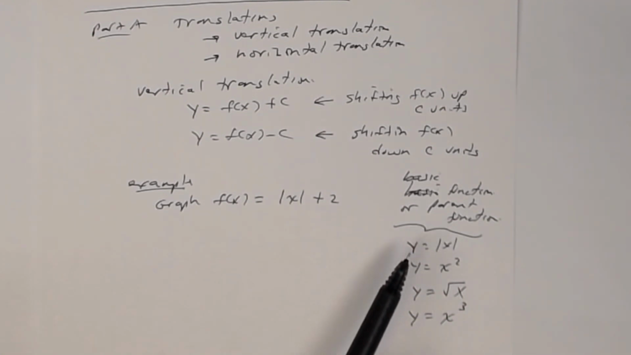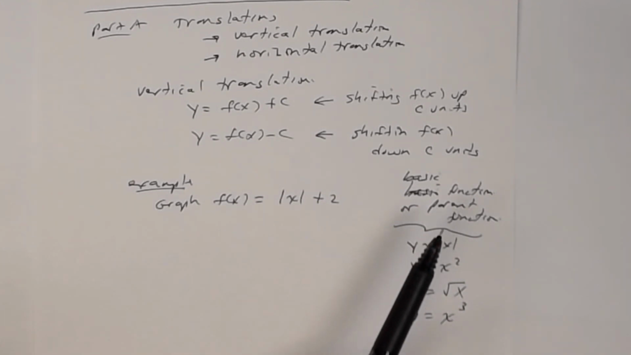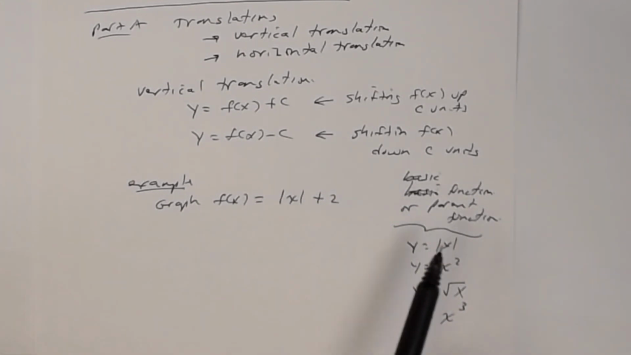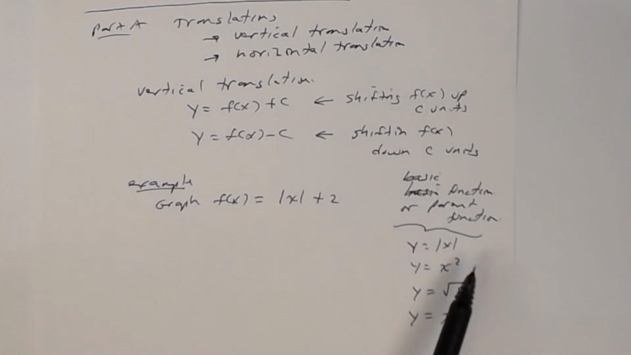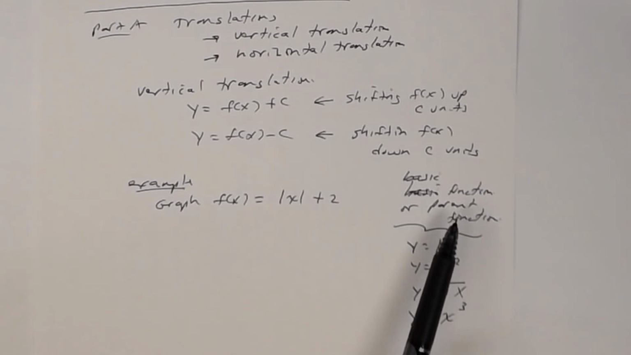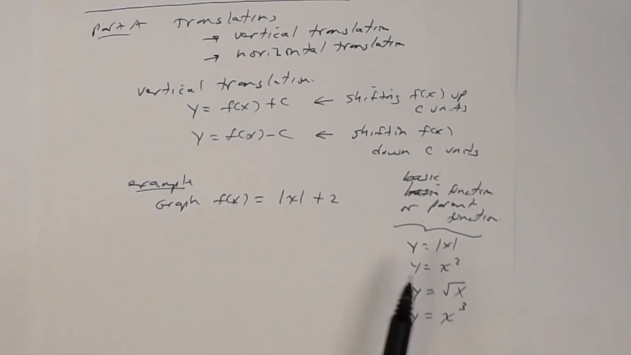And in terms of why it's called parent functions, because from these parent functions, you can create other kinds of functions, like offspring or something. So other kind of functions. So you can add, you can move it up, move it down, move it left, move it right. You can stretch it, shrink it. Okay? So those are called your basic functions or parent functions.